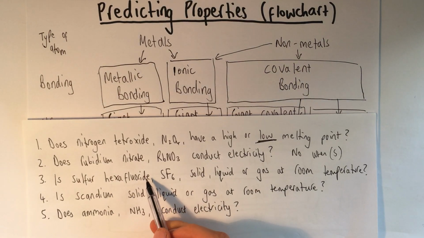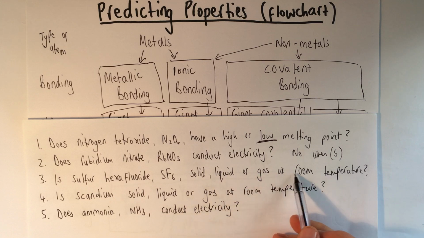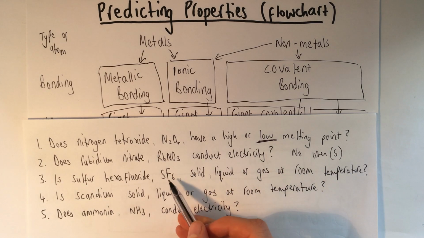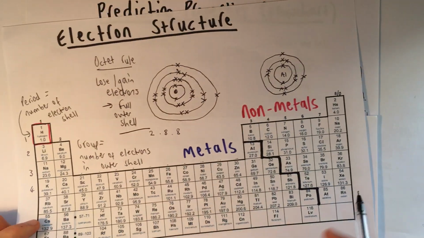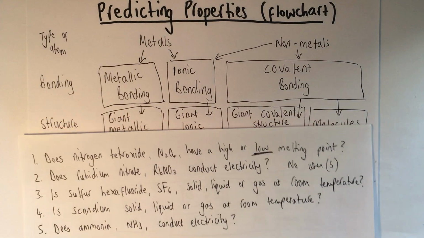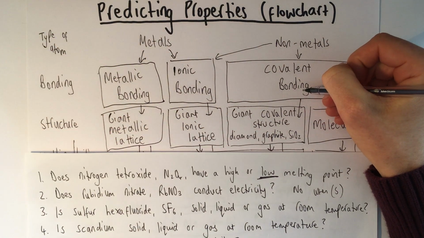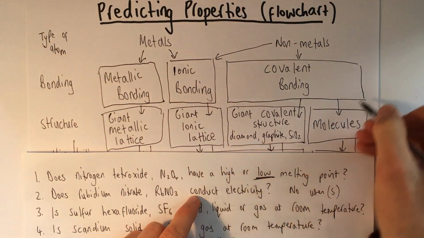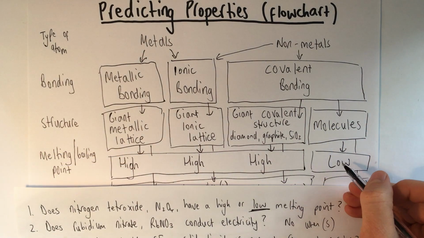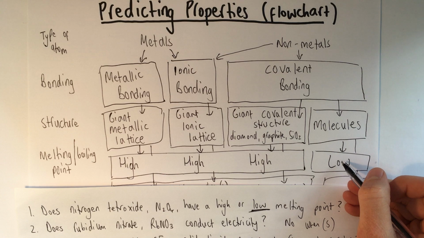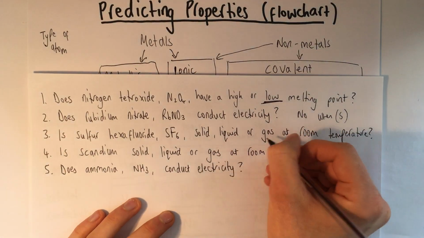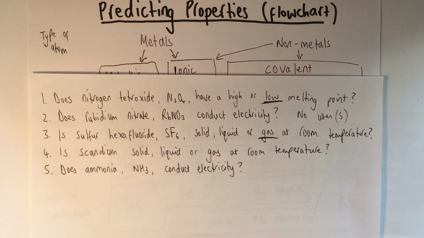Is sulfur hexafluoride solid, liquid or gas at room temperature? So that's about its melting point and boiling point. SF6, let's look for S and F. They are both on the non-metal side, so this just contains non-metals, so it's got covalent bonding. It's not one of these exceptions, so it's going to be made of molecules, and therefore it's got a low melting point and boiling point. If it's got a low melting point and boiling point, then it's most likely to be a gas at room temperature.